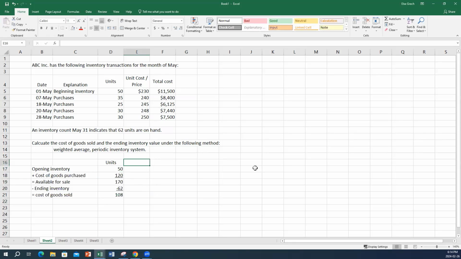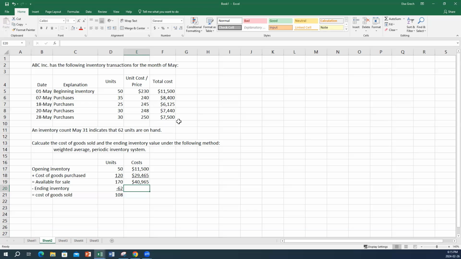Now, what I want is I want costs. I have the cost of the opening inventory, 11,500. I have the cost of the goods purchased, which is the value of all the purchases, which is 29,465. So I can easily calculate the available for sale, 40,965. But what I need is the value of ending inventory. How do I do that?